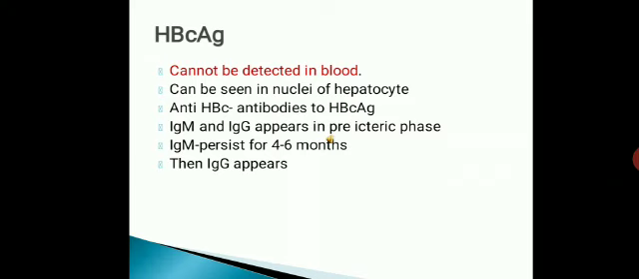Now the third antigen is the HBc antigen. This is not detected in blood because it is present only in the nuclei of the hepatocytes. Anti-HBc is the antibody of this antigen. This is present in the blood. It is of two types, IgM and IgG. This appears even in the pre-icteric phase. IgM persists for 4 to 6 months, then IgG appears.